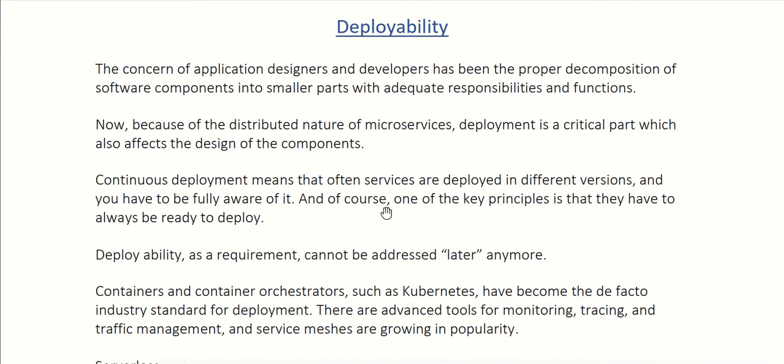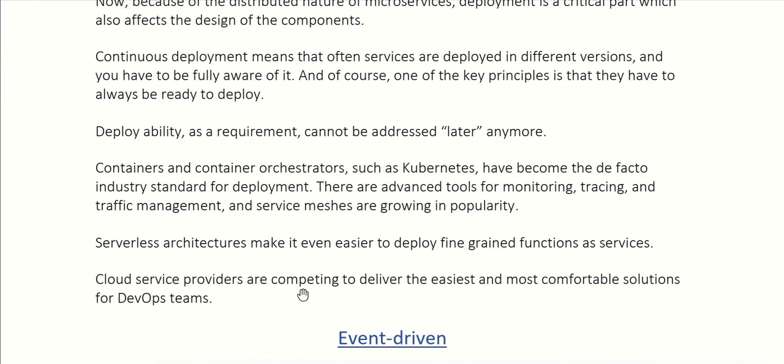And what is the result of this? All the microservices' build numbers or versions are different in this architecture, because you are doing deployments as per need. So continuous deployment means that often services are deployed in different versions and you have to be fully aware of it. And of course, one of the key principles is that they always have to be ready to deploy. The microservices which you are going to change or fix should always be in a ready-to-deploy state. So deployability as a requirement cannot be addressed later anymore.